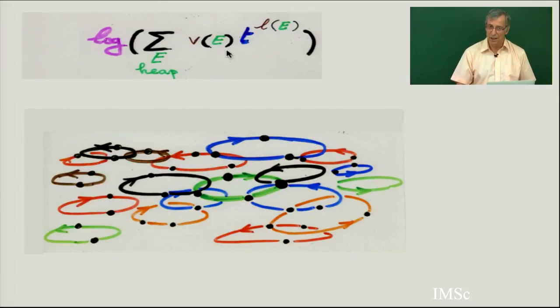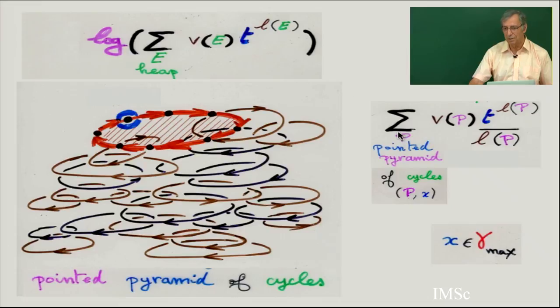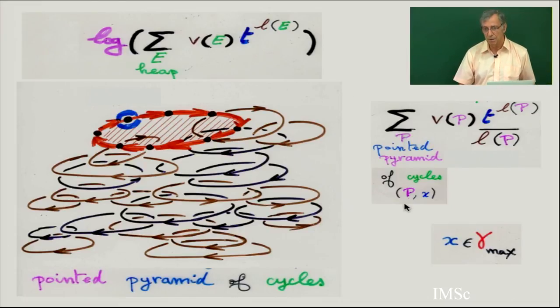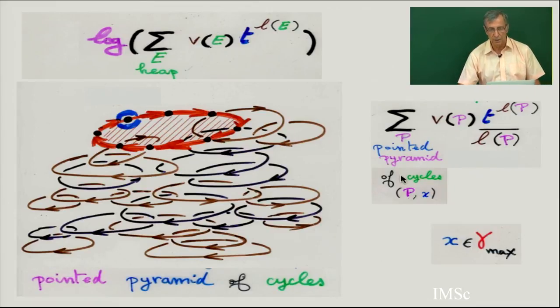Now I will take the logarithm of this generating function, and this will be the general logarithmic lemma: the sum over all pointed pyramids of cycles with this t power divided by this L of p. What does it mean? There is only one maximal piece, only one cycle on the top of the heap. And pointed means that you are pointing one of the vertices of the cycle. Sometimes x designates a vertex, sometimes a piece. So this vertex belongs to the maximal cycle of the pyramid. So this is a pointed pyramid.